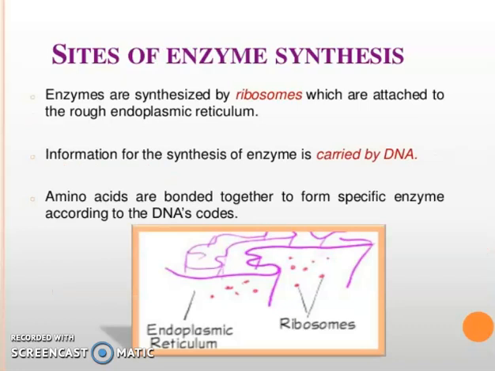So, site of enzyme synthesis. Enzymes are synthesized by ribosomes, which are attached to the rough endoplasmic reticulum. Information for the synthesis of an enzyme is carried by DNA. Amino acids are bonded together to form a specific enzyme according to DNA's codes. So endoplasmic reticulum and ribosome, you can see in this picture.